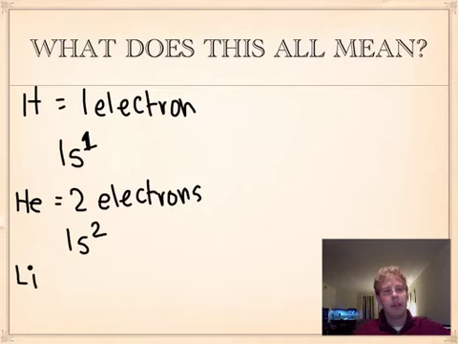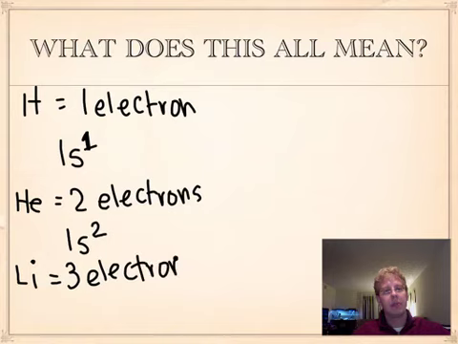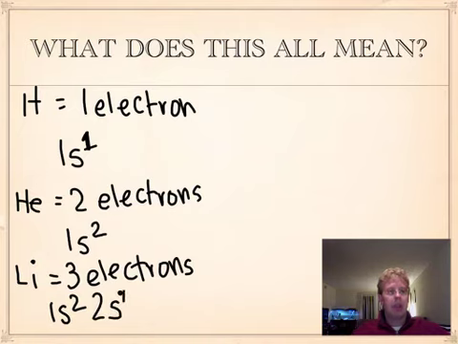Let's look at lithium. Now lithium from before has 3 electrons. My first energy level can only hold a maximum of 2, so I place it just like I would for an electron shell in an atomic structure model. My third electron then, I go to the second energy level and I place 1 electron.